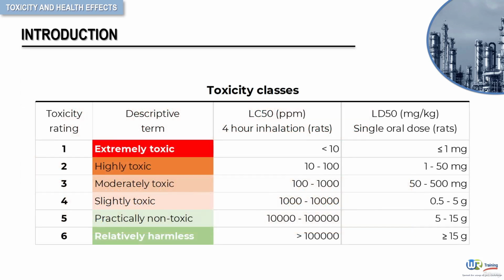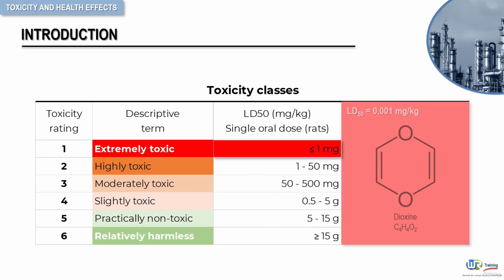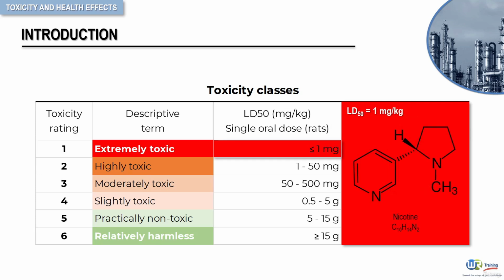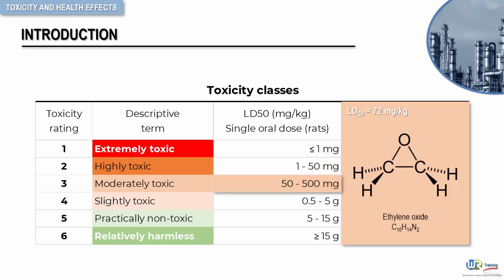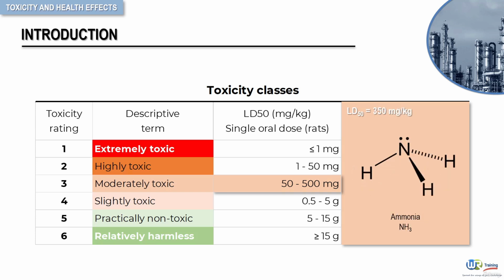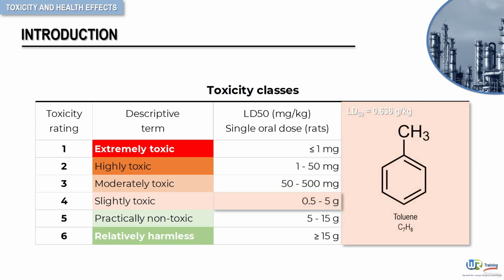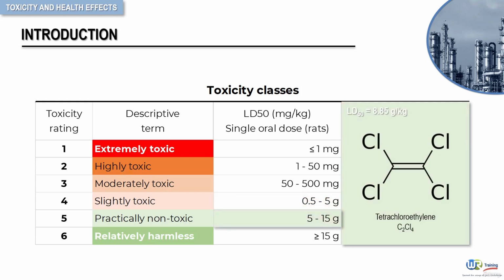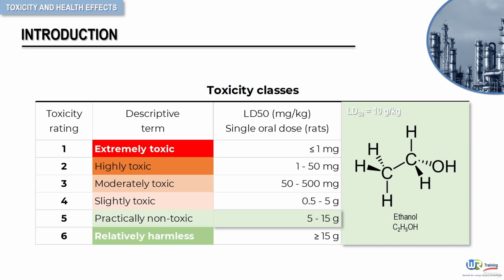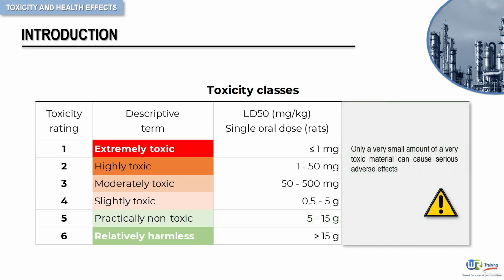The following table illustrates the toxicity classes and provides an example of the spectrum of toxic dose. Some toxic substances will be provided next for the purpose of illustration. It is important to note here that only a very small amount of a very toxic material can cause serious adverse effects.